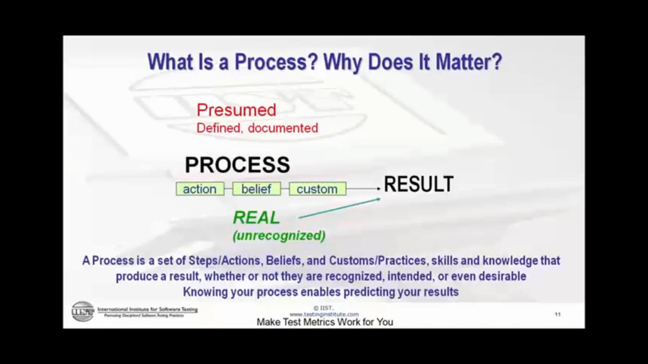So, for instance, consider if you get into an elevator. We all know that when you're riding in an elevator, you face forward and you don't talk. That's part of the process related to an elevator. Okay. But it's a defined process. Everybody knows that, but it's not a documented process. Okay. So we can have a presumed process which is defined but not documented. Okay.